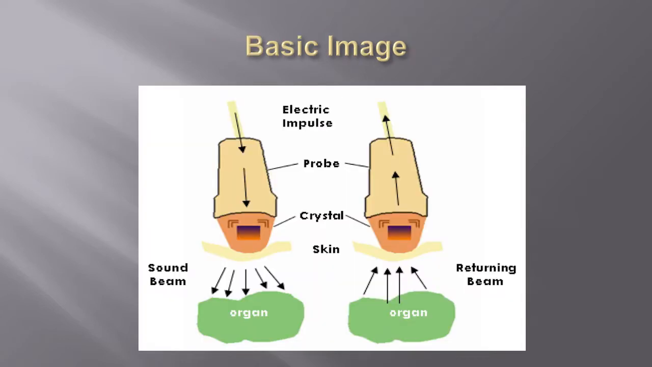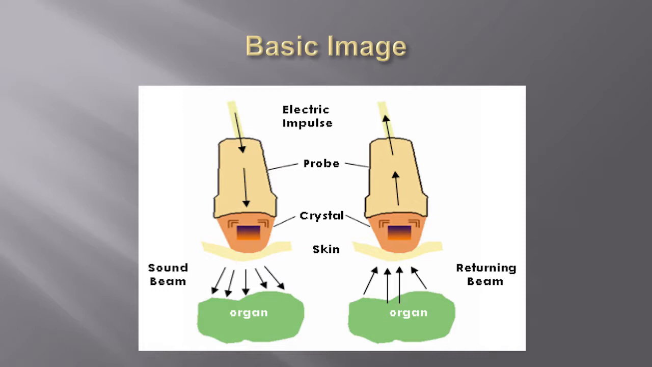So there we are. This is how we create our image. Electrical current comes in. The crystals are here. We vibrate the crystals and it sends a sound wave out through the tissue. And of course, you have one dot representing here, one dot representing here.